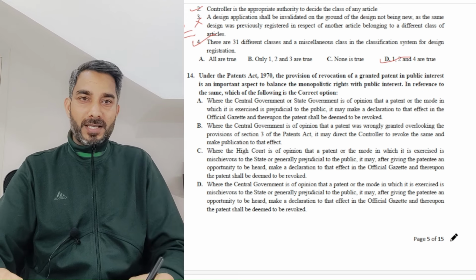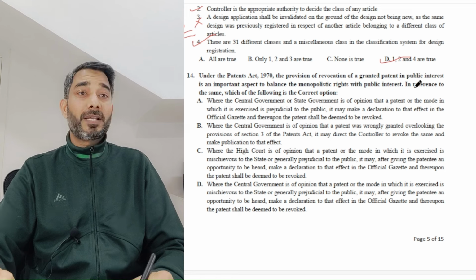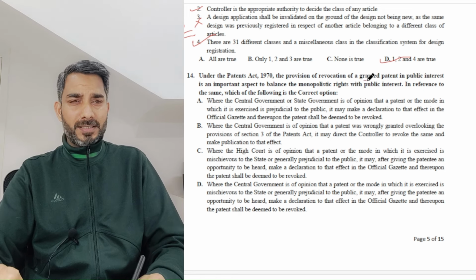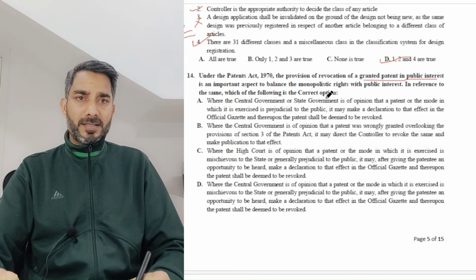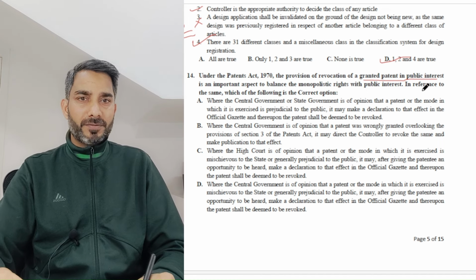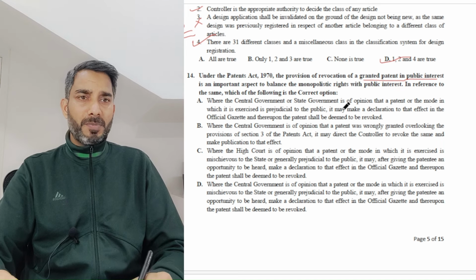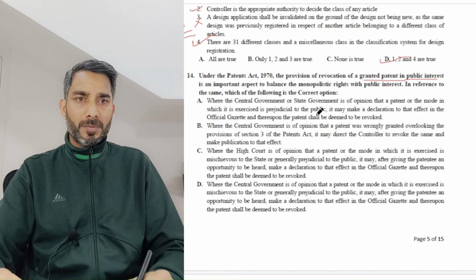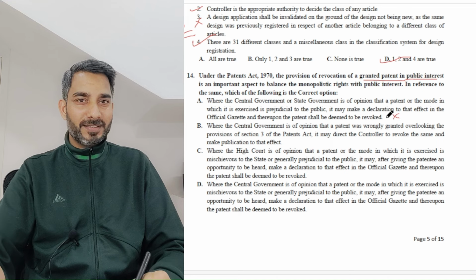14. Under the Patents Act 1970, the provisions of revocation of granted patent in public interest, section 66, is an important aspect of balance the monopolistic rights and public interest. Of course, when the central government or state government is of the opinion that a patent or the mode in which it is exercised is mischievous, it may make a declaration to that effect in the official gazette. Thereupon the patent shall be deemed to be revoked without hearing. No, this is too strong a sentence.